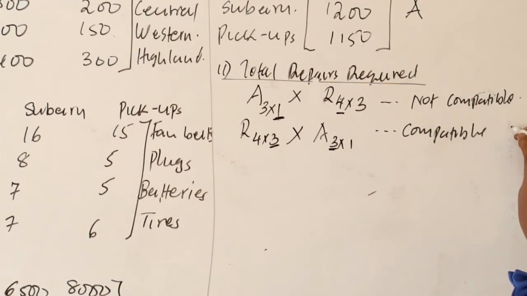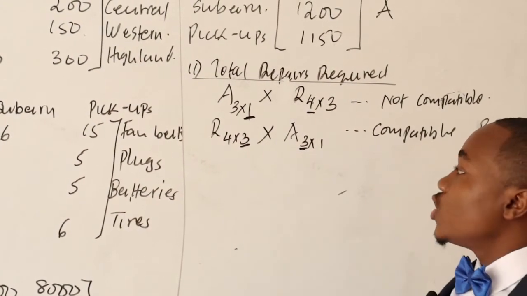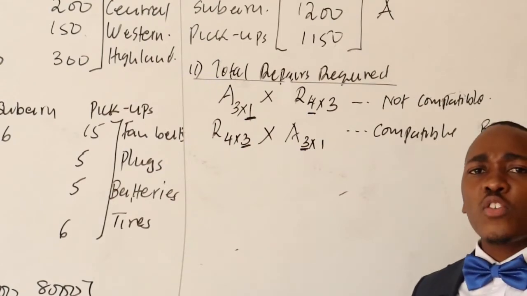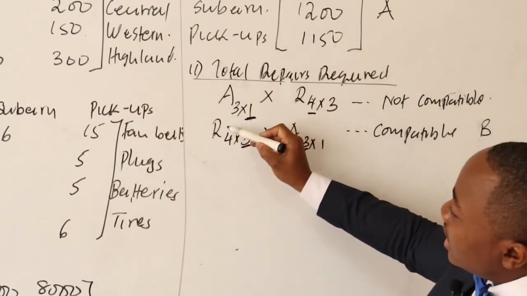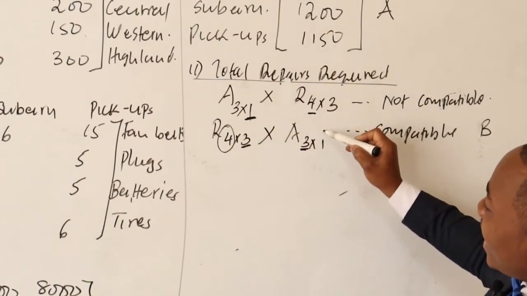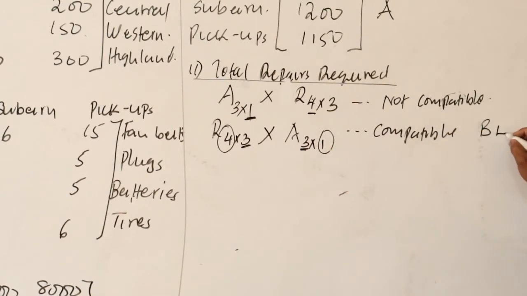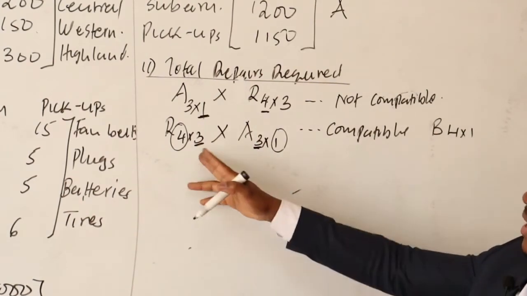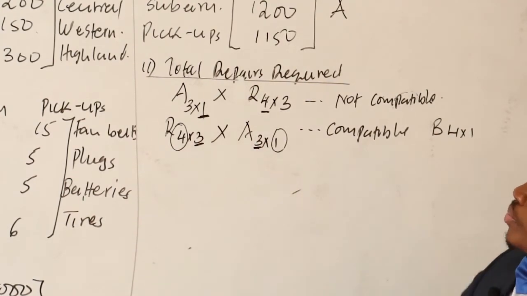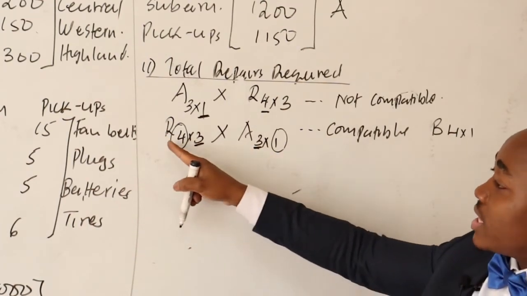So now let's assume the product we have is B. If you take R times A, let's give the product to be B. Can we be able to determine the order of B? Now, if you want to know the order of the product, you take the first one and the last one. So it will be a 4 by 1 matrix. That is how you determine the order of the product after multiplying the two matrices. So now let's compute this. You'll start with R because it's compatible already.